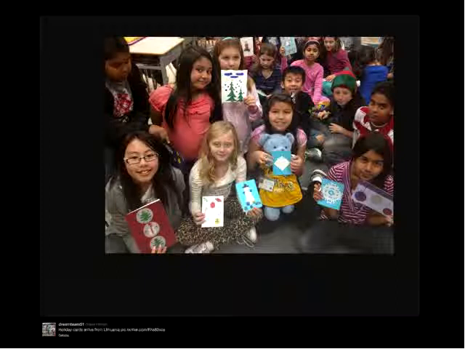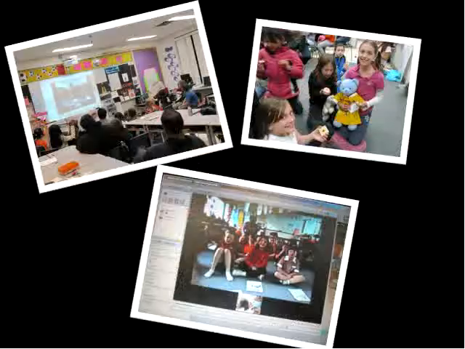This is my class, and we're working with a grade 3 class. My kids are in grade 5, and we're teaching each other. They're sort of learning buddies in this project. And these cards came from Lithuania, which was really cool. They came this afternoon, and of course I had to put them in the picture in the presentation.